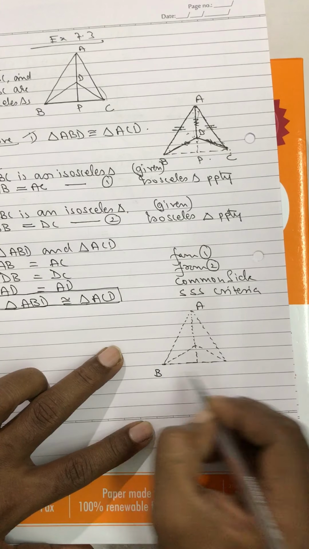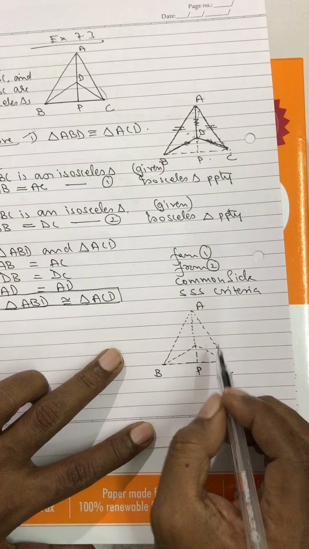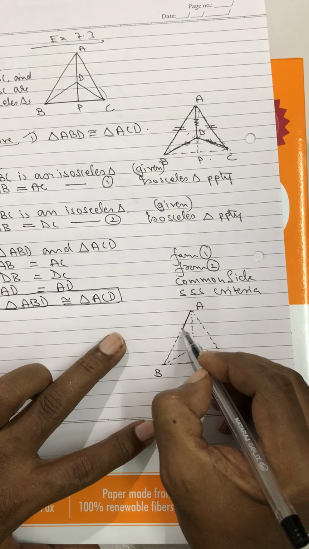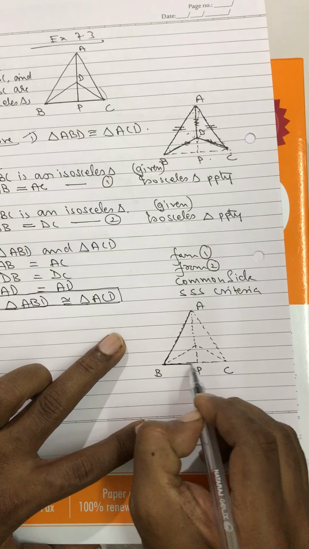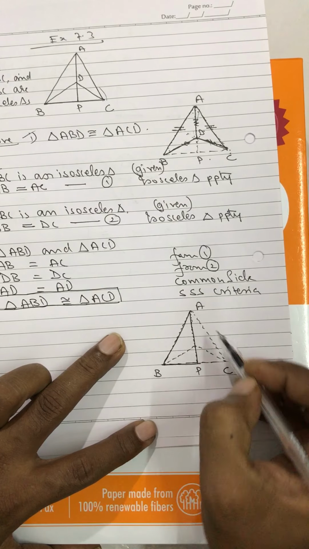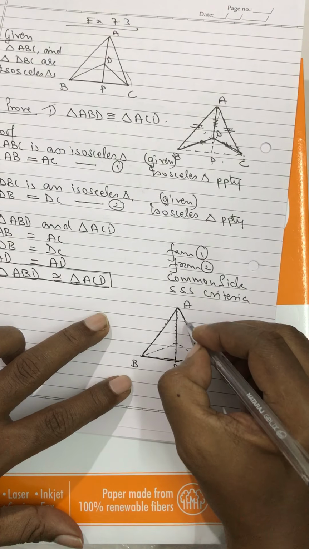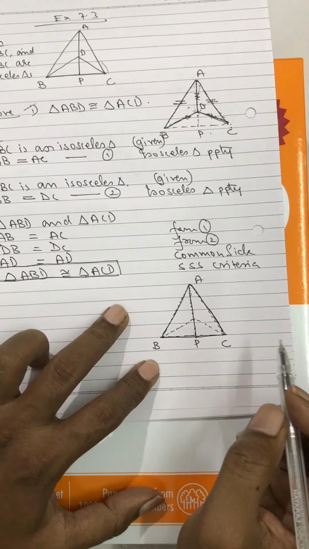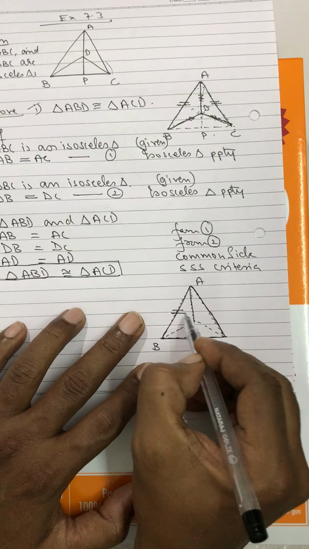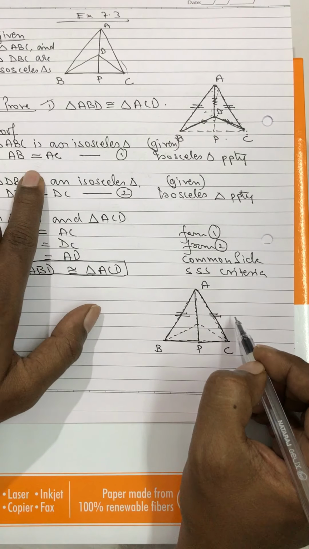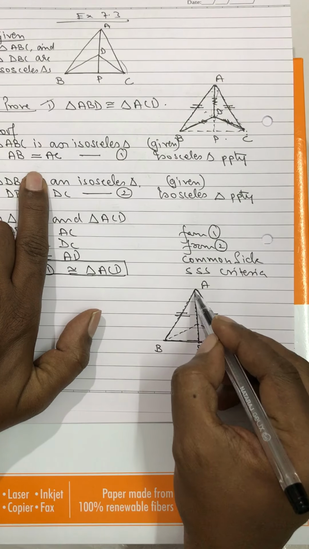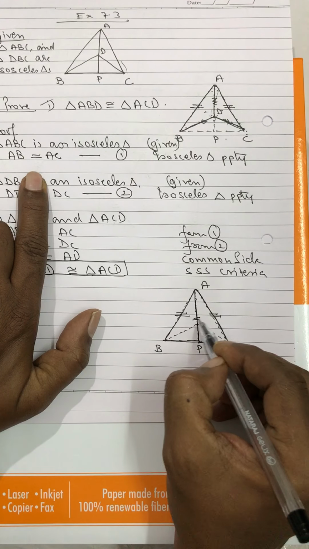A, B, C, P. Now we have to talk about triangle ABP. This is the second question. And triangle ACP. This we have to prove. Now if we go to talk on this, again we will have AB is congruent to AC. We have done it in 1. Then we will have AP is congruent to AP, common side.